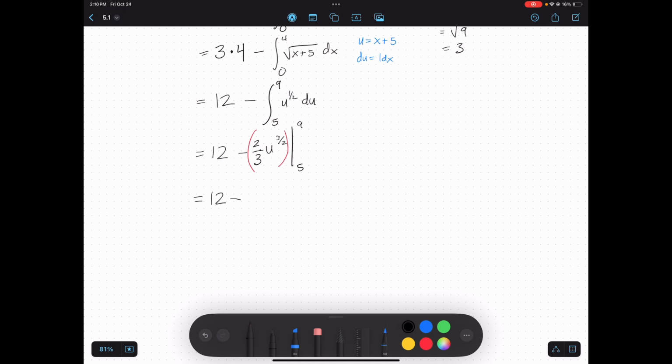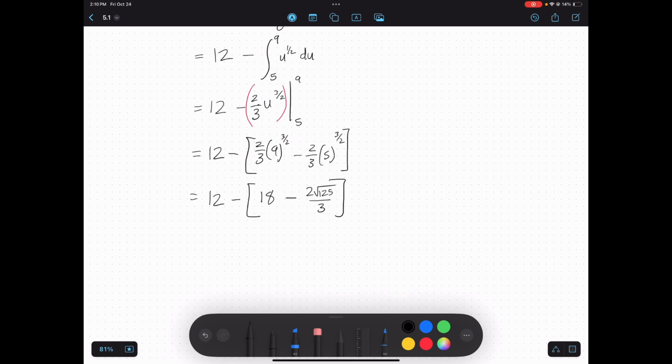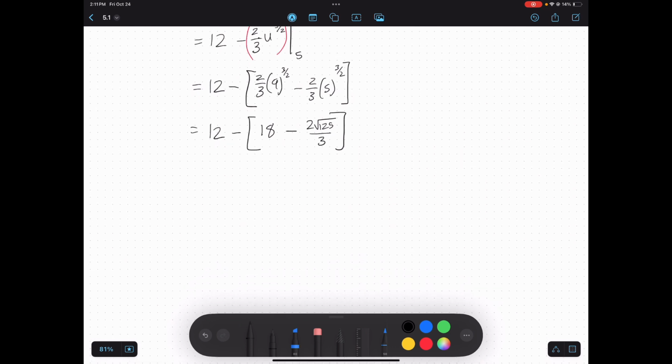So I'm left with 12 minus, I'm going to put big parentheses here. I'm going to plug in my upper bound. So 2/3 times 9 to the 3/2 minus 2/3 times 5 to the 3/2. This gives me 12 minus, and then still parentheses here, 18 minus 2/3 times 5 to the 3/2, which doesn't come out nicely. You could plug it into a calculator and get a decimal, but just be careful what Pearson's asking for. If it doesn't say anything about rounding, then it doesn't want you to round, and just keep it in an exact form, which is what I did.